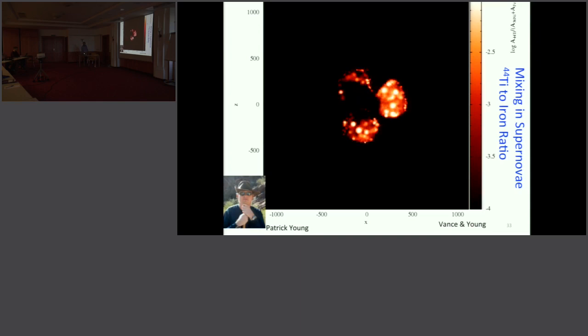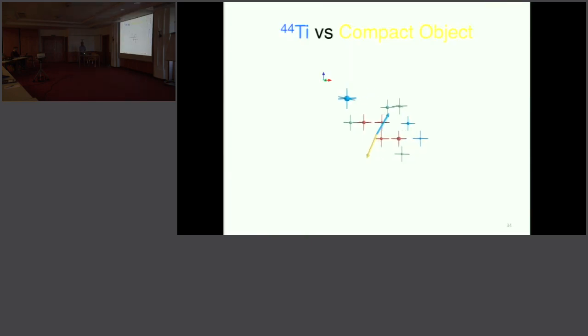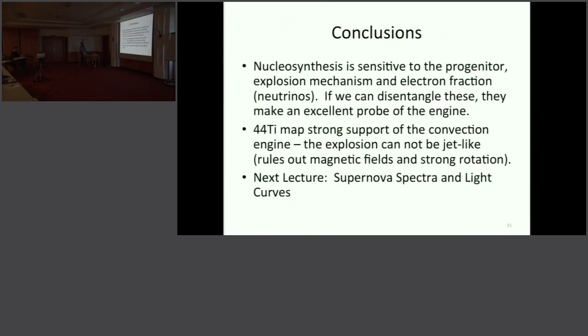So there's a couple things that the titanium has done for us. It showed these kind of basic lobes moving out that a low-mode convective engine would explain. It's hard to explain that with a jet engine. It's hard to explain it with a strongly rotating bimodal explosion. So it really does look like this kind of standard convective engine is what is explaining Cas A.